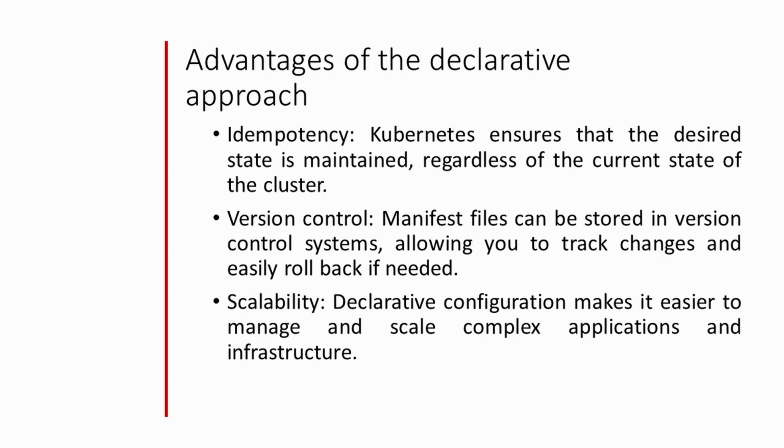Advantages of the declarative approach. Kubernetes ensures that the desired state is maintained regardless of the current state of the cluster. Next, version control. Manifest files can be stored in a version control system, allowing you to track changes and easily roll back if needed. Scalability. Declarative configuration makes it easy to manage and scale complex applications and infrastructure.